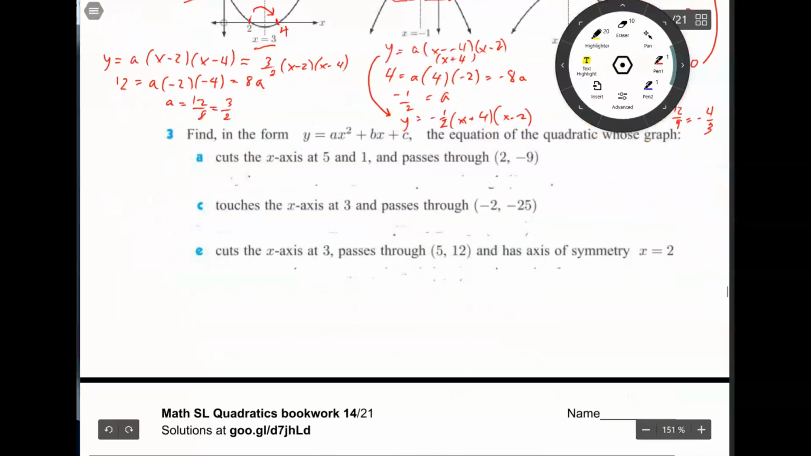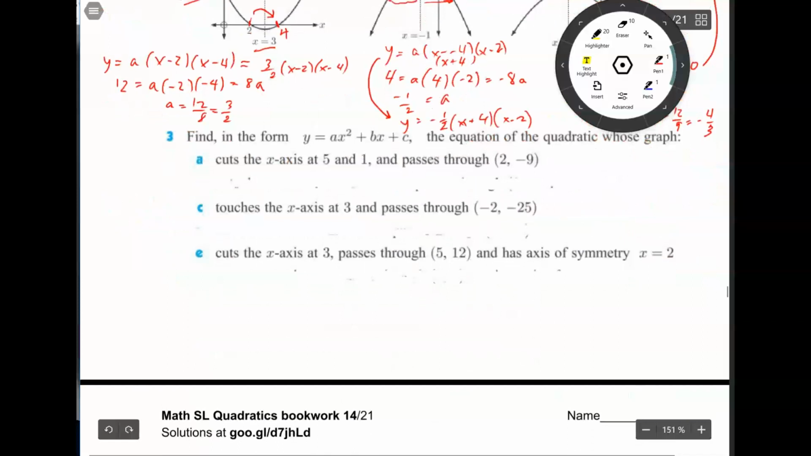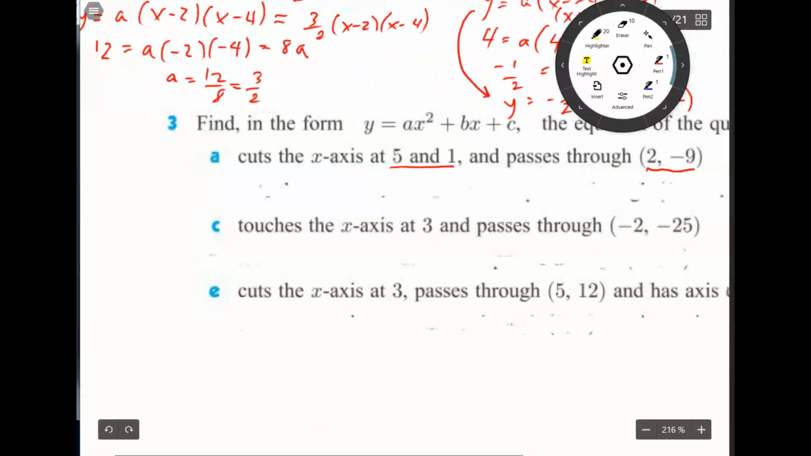This is the last one. Find in the form, and this is called standard form, y equals ax squared plus bx plus c, the equation of the quadratic whose graph, and then they give us 3 possible conditions. 3a says cuts the x-axis at 5 and 1 and passes through 2, negative 9. So 5, 1 would be the x-intercepts, and it gives us one other point that we could figure out what the a value would be. So let's do that first.